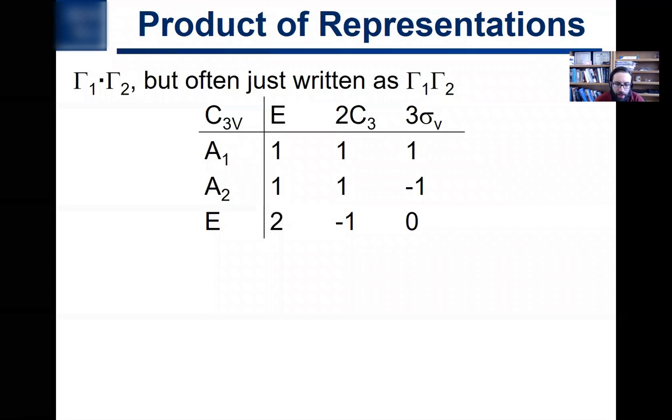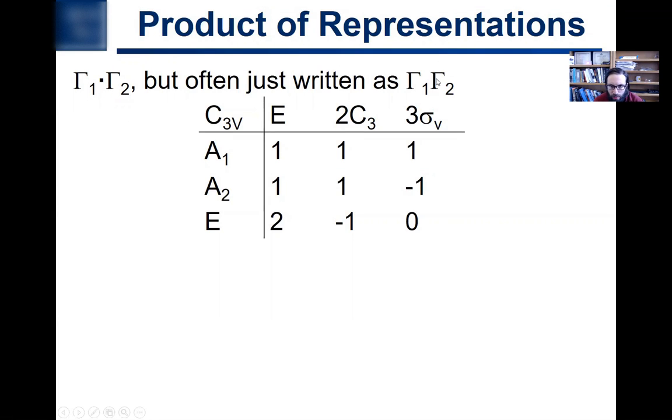All right, so there's some math that we can do with the irreducible representations in character tables. One of the most common things that we'll be doing when we're solving problems is multiplying different representations together. Sometimes this is shown as gamma 1 dotted with gamma 2, where gamma just represents any arbitrary Mulliken symbol for an irreducible representation.